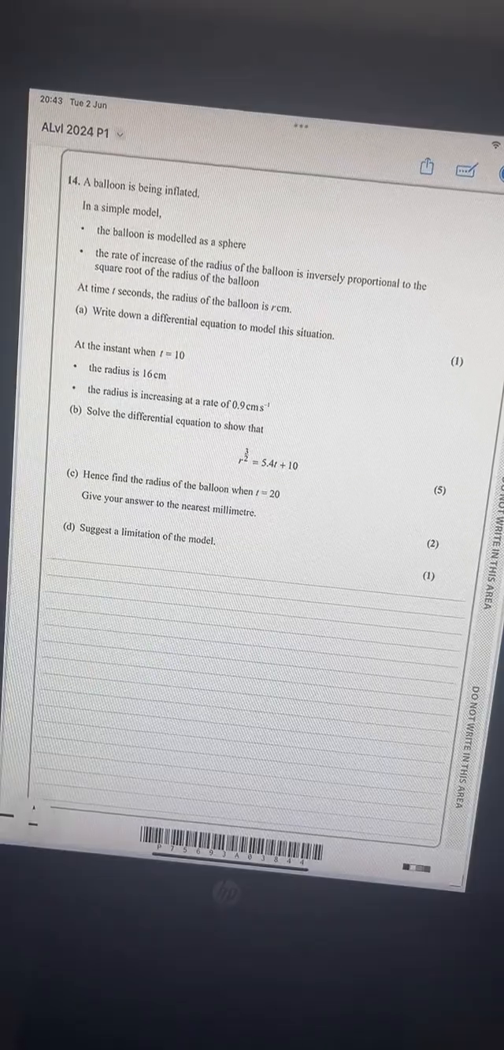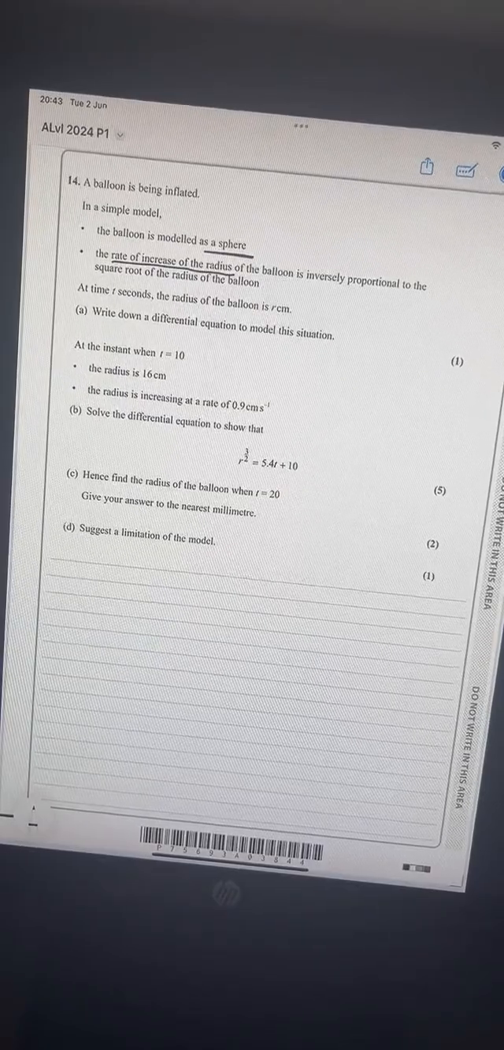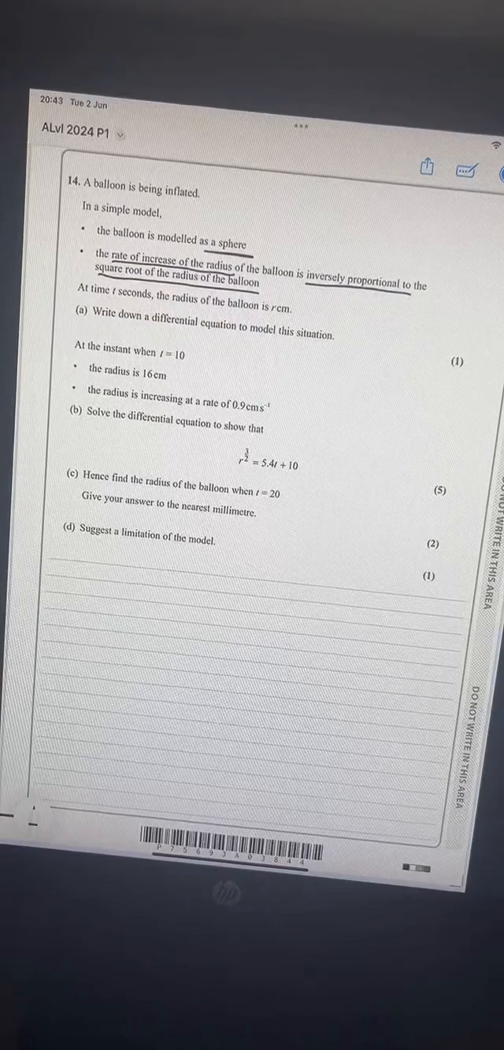Okay. A balloon is being inflated. In a simple model, the balloon is modeled as a sphere. That is a very sad balloon. The rate of increase of the radius of the balloon is inversely proportional to the square root of the radius of the balloon. We've got to put that into symbols because that is just nonsense as words.